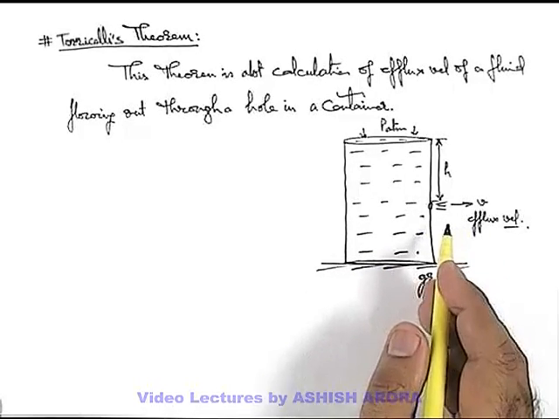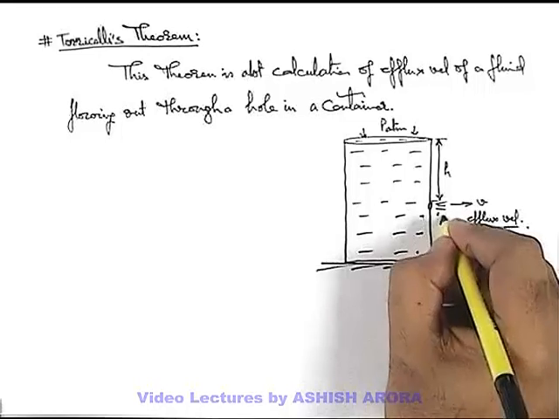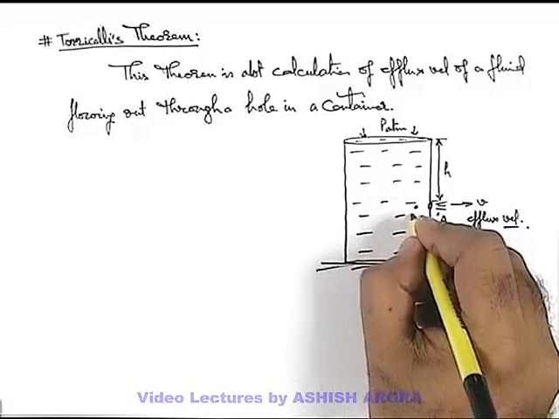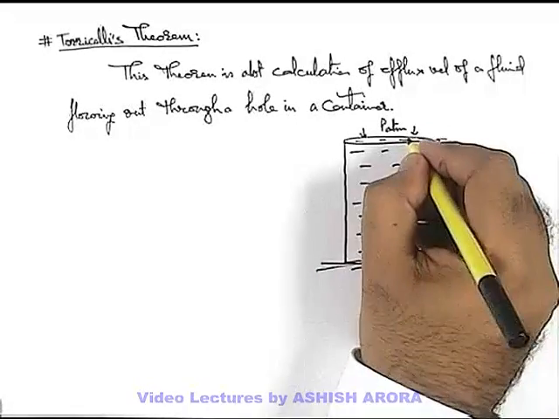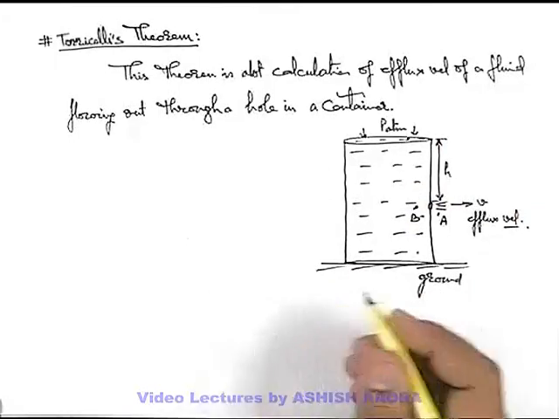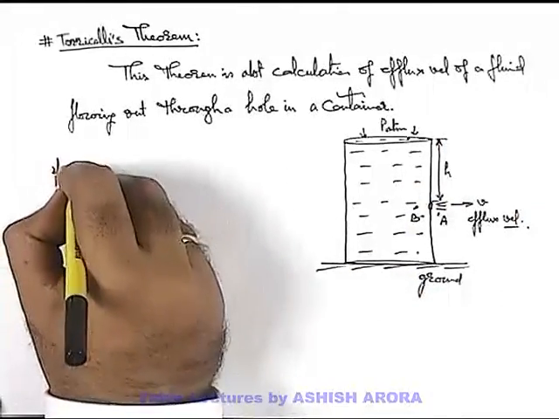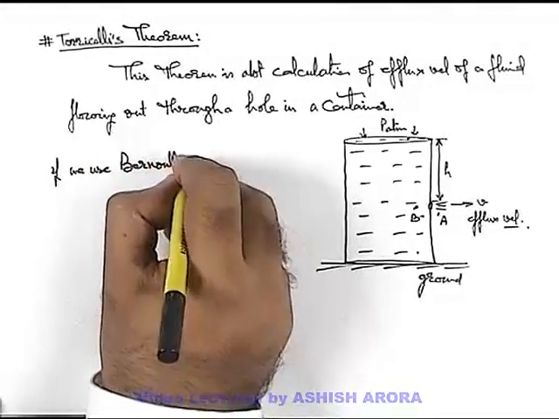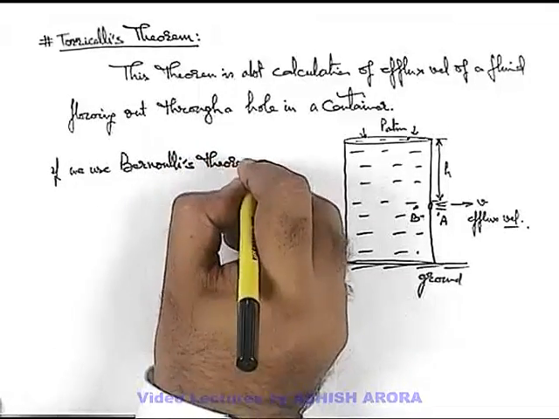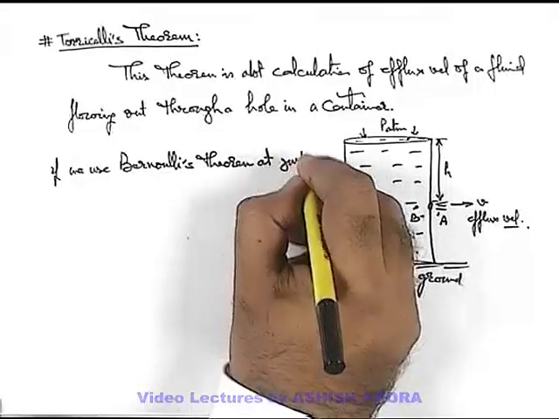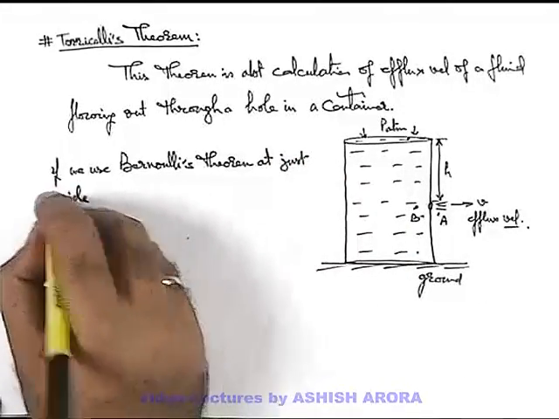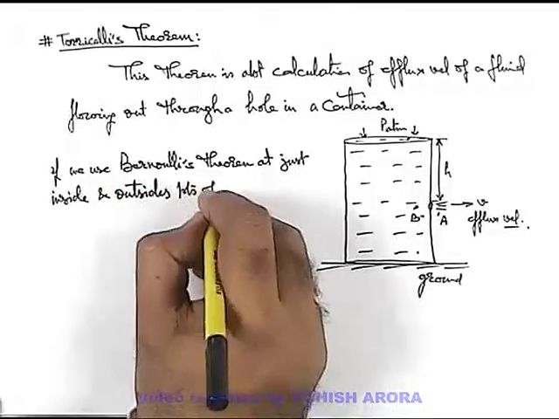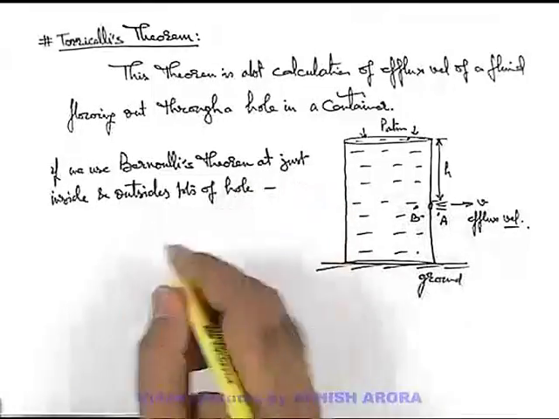using Bernoulli's theorem at 2 points. One is the point A at which the fluid is coming out, and the other point we can take is a point B which is inside, or we can also apply it at a point B which is at the top of the level. Now in this situation, if we use Bernoulli's theorem at just inside and outside points of the hole, see what we'll be getting.